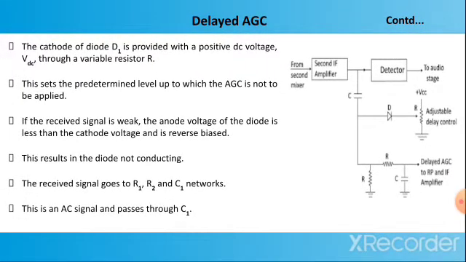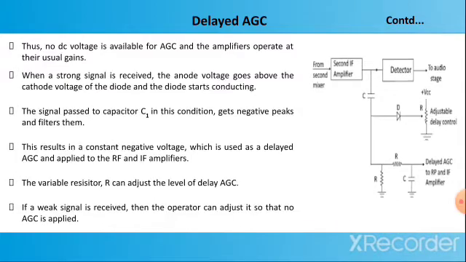If the received signal is weak, the anode voltage of the diode is less than the cathode voltage and it is reverse biased. This results in the diode not conducting. The received signal goes to the R1, R2 and C1 networks. This is an AC signal and passes through C1. Thus, no DC voltage is available for AGC and the amplifiers operate at their usual gains.